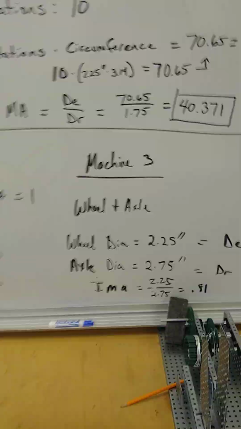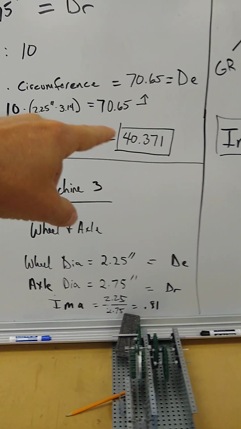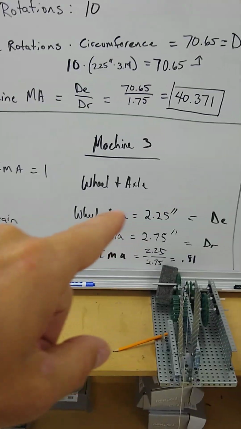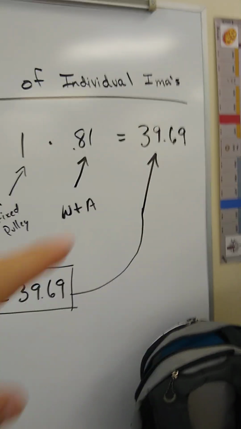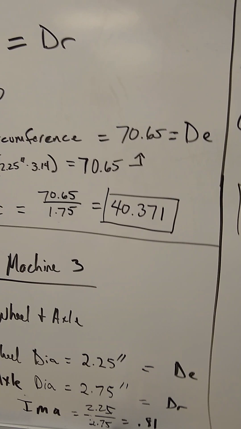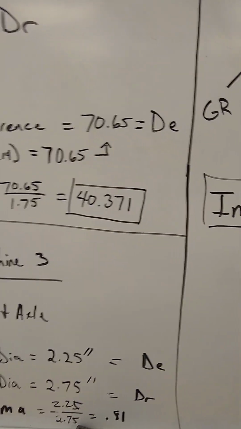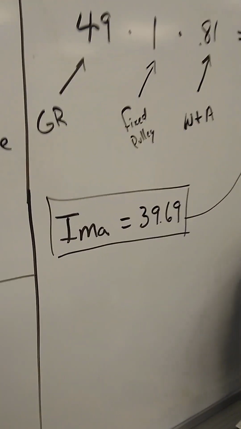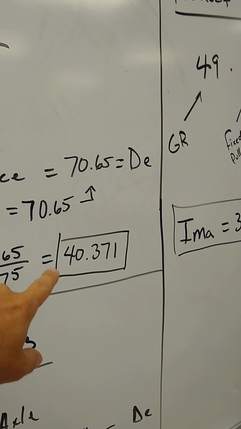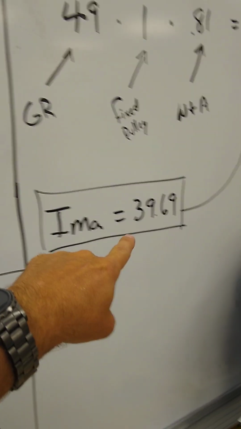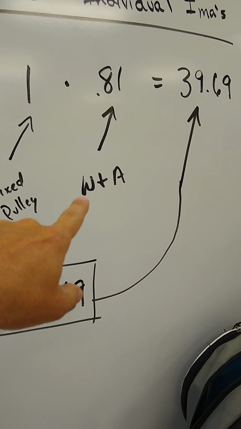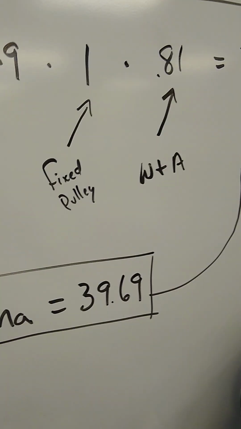So now to find the overall machine, again, we had 40 initially, but if we were to take machine 1 times 2 and times 3, we would get 39.69, which is very, very close to the overall machine mechanical advantage that we solved for earlier of 40.371. So this is a great way for kids to check their work. Technically, this would be more of an actual mechanical advantage, so this one should be a little bit smaller than this one here.